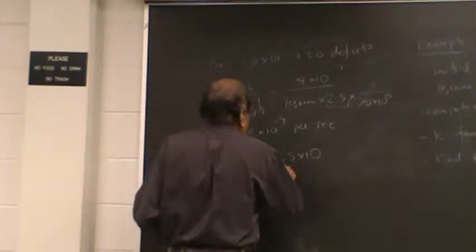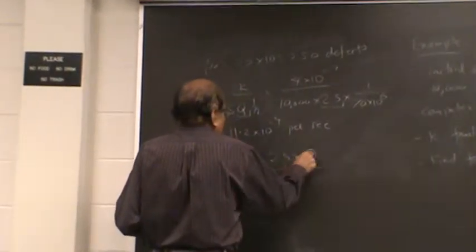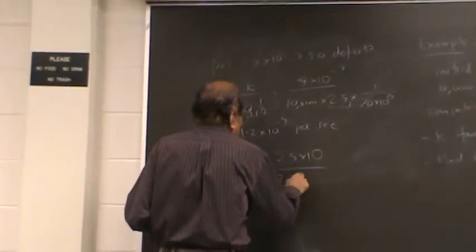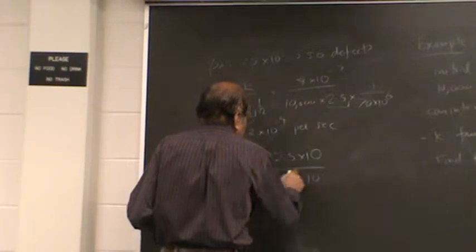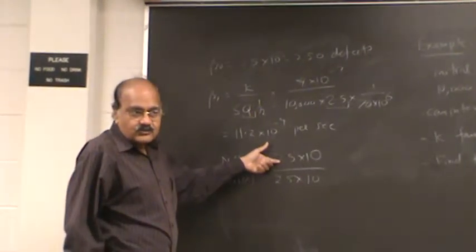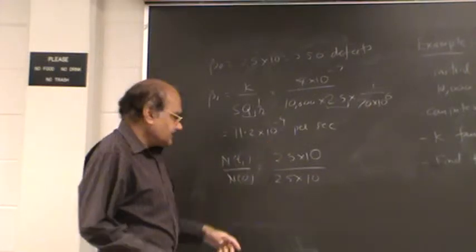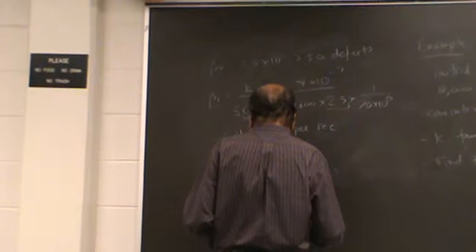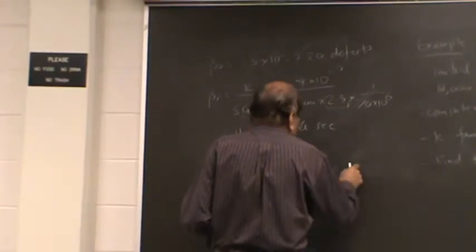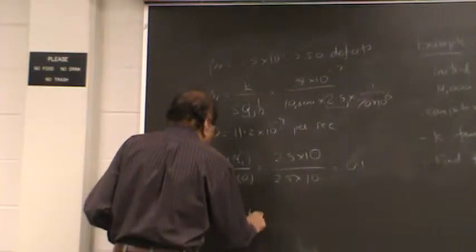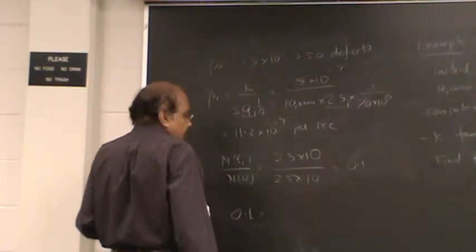Yeah, so total number of defects initially was 250, and you want to go to 25, that means 110. So now you want this number, this of course is our target, and which of course you can see is 0.1.